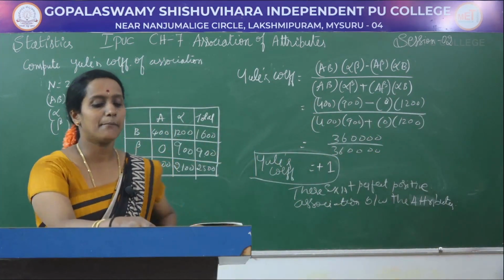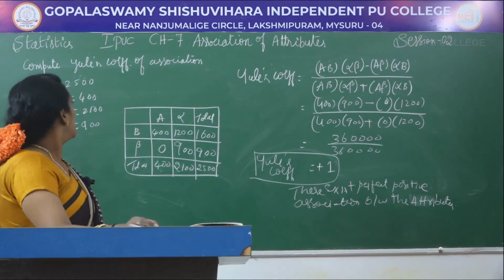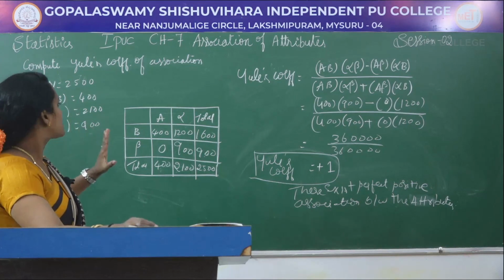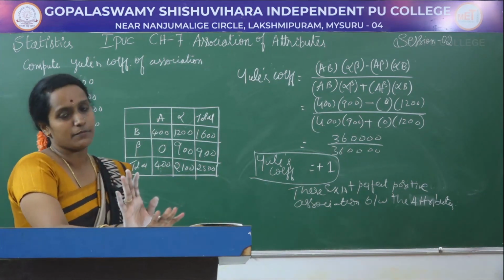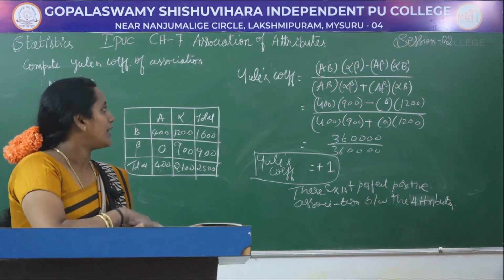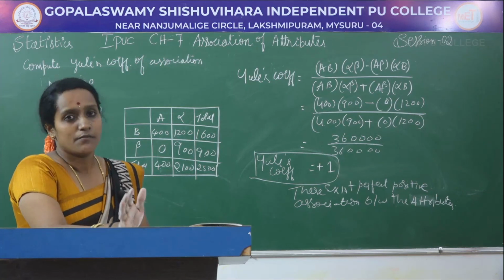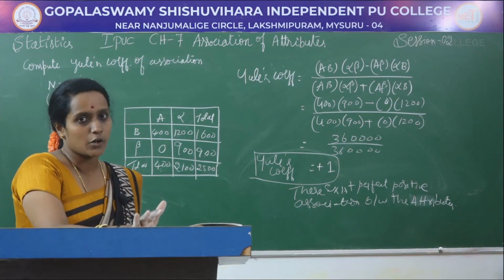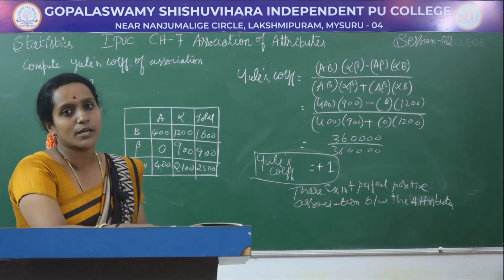So for your exam point of view, this is a very important problem. If they ask only to complete the table, that will be for 2 marks. If they ask to find the Yule's coefficient and the comment part, that will be 5 marks. And this is a very important concept. In exam you will get this question compulsorily. Okay, thank you.